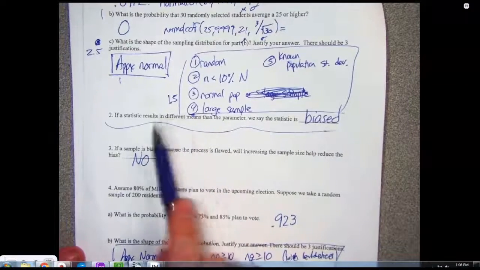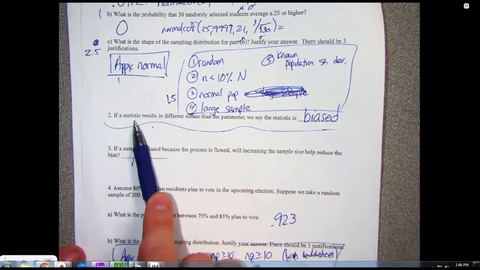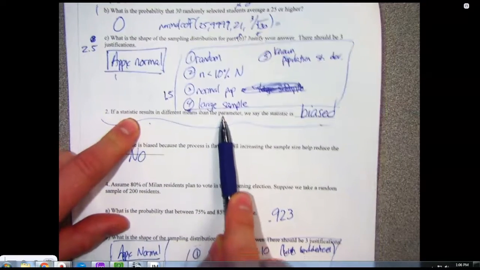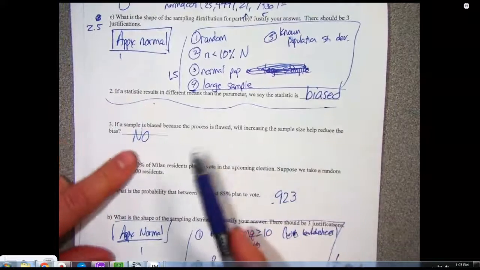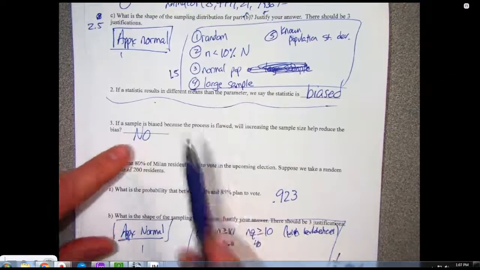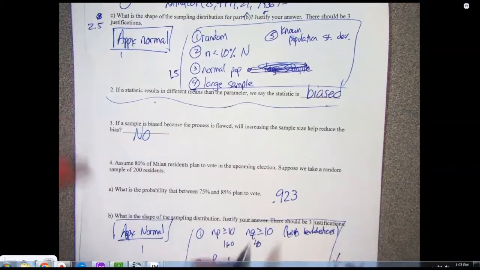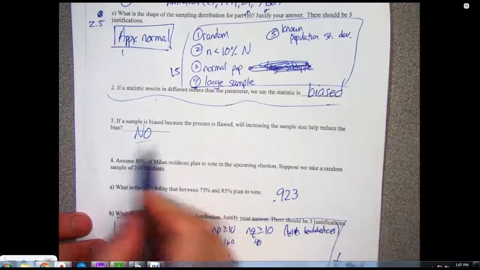Number 3, if a statistic gives different information than the population, that's what biased means. If we're doing the process incorrectly, doing it more often is not going to help. That's like if someone doesn't speak English, I'm just going to talk louder. That's not going to help anything. If I'm asking people in public to declare if they've cheated or not, and I just take a bigger sample, I'm still biasing the process because I'm doing it in public, so doing it more often is not going to help. So that's no.